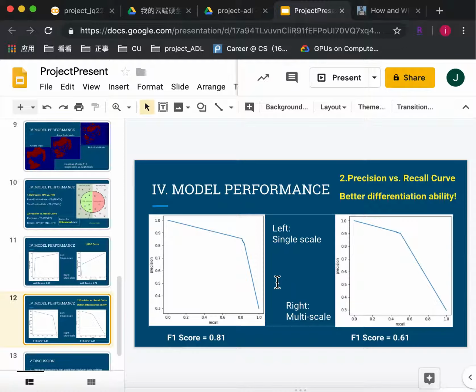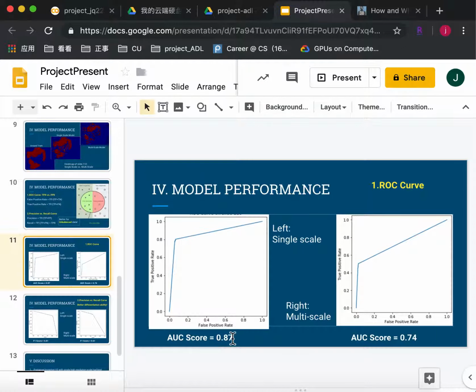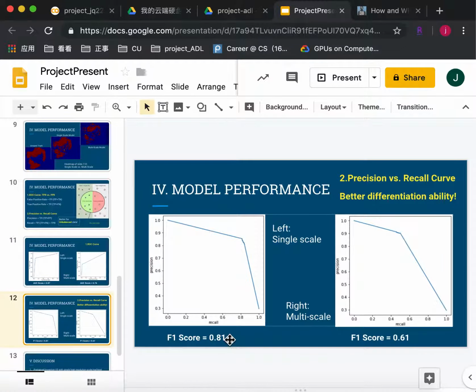Similar to the ROC curve, if it deviates further from the diagonal, it has a higher score. So we could see the left one is better than the right one. And we could use the F1 score from the precision recall curve to see whether this model is better or not. We could see that from the F1 score, the single scale model is much better. And if you remember the last picture, we compared with these two values. This one we compared with these two values. We could see that the F1 score has a better differentiation ability.